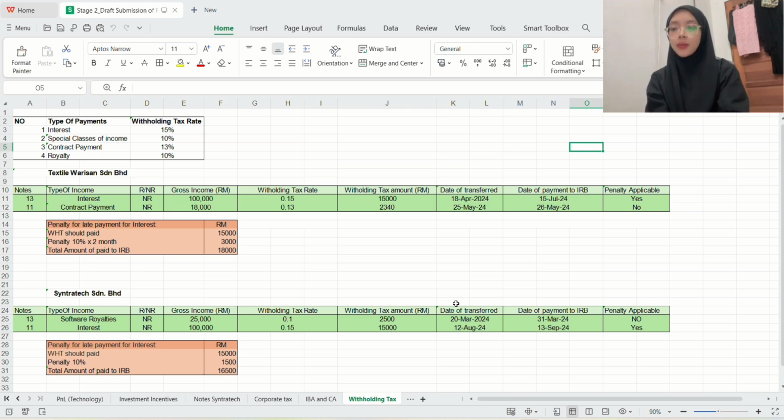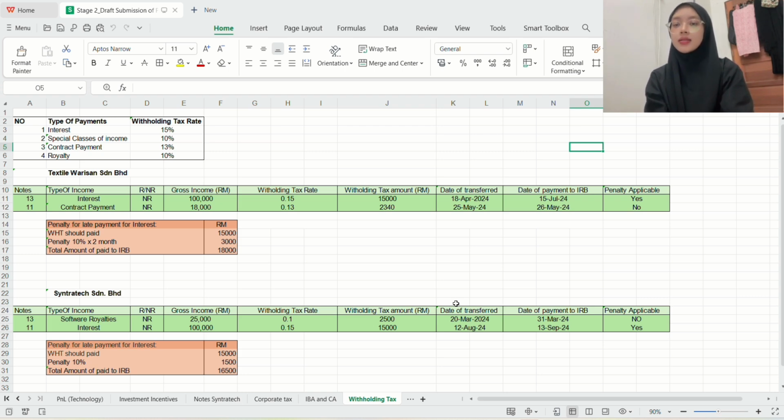For Sintra Tax Sendirian Berhad, 2 major transactions attract withholding tax. The first one is software royalties. The gross income is 25,000, while the withholding tax rate is 10%. After multiplying the gross income with withholding tax rate, we will get 2,500 for withholding tax amount. The date of transfer is 20 March 2024 and the date of payment to IRB is 31st March 2024.